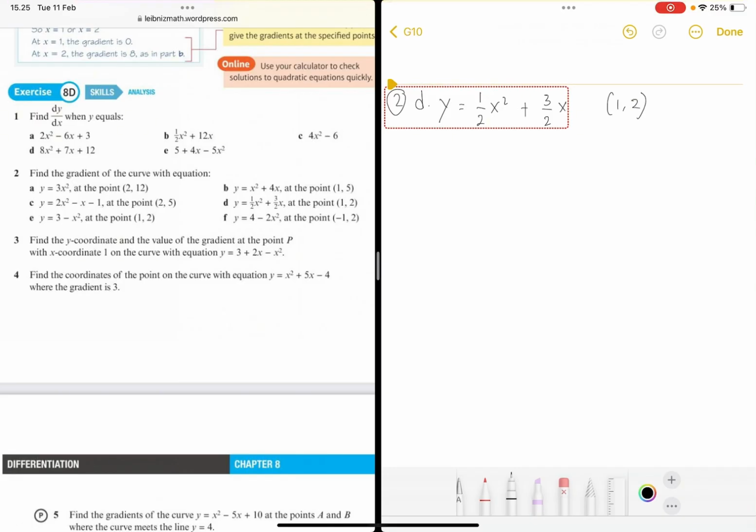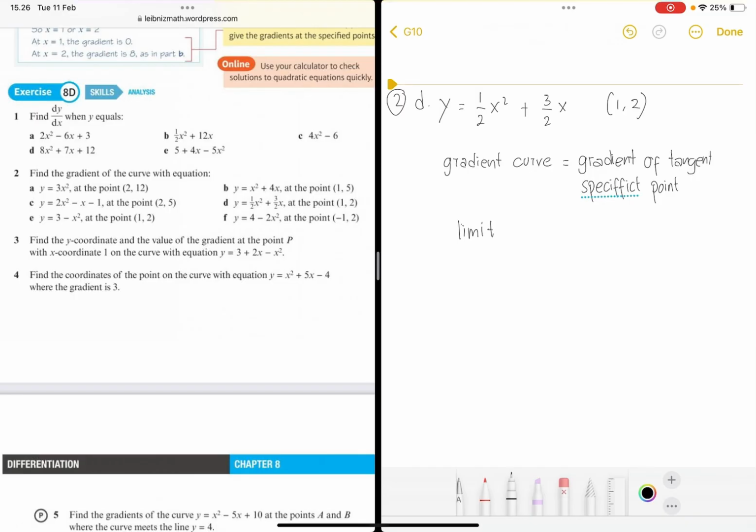Okay, so remember the question wants us to find the gradient. Remember I told you before that the gradient of the curve actually is the gradient of the tangent at the specific point. Okay, how can we find this value, the gradient of the tangent and also the gradient of the curve? Actually, we can find it through limit, or we can find it through, what do we call it again? Yes, derivative, or differentiation.